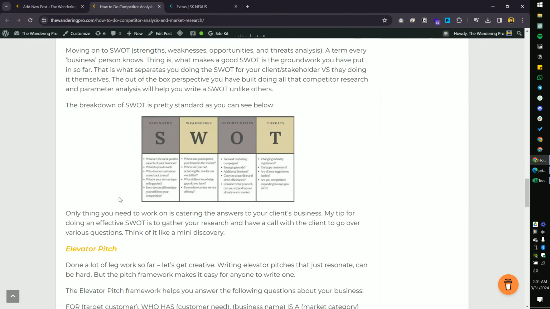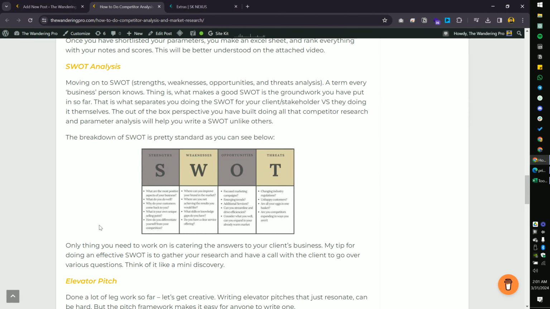Then we come to the SWOT analysis and elevator pitch. This is another value add that I think is really important if you're doing market research and competitor analysis for clients, is do a SWOT analysis. So SWOT analysis is pretty common. Everyone knows what it is. It's strengths, weaknesses, opportunities, and threats, right?